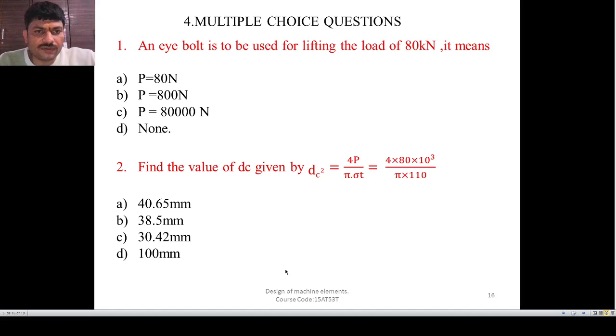Next, take down another one. Find the value of dc given. Therefore dc² is equal to 4P divided by pi into σt, that is 4 into 80 into 10 raised to 3, divided by pi into 110. Calculate it. It is a simple calculation, you do it.